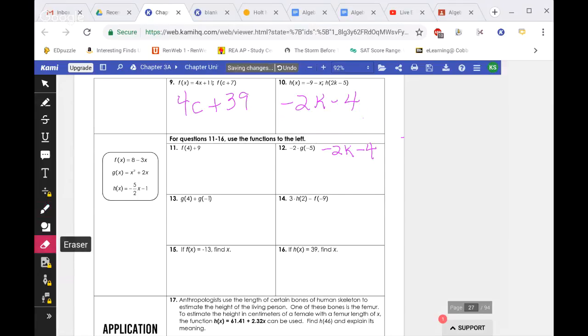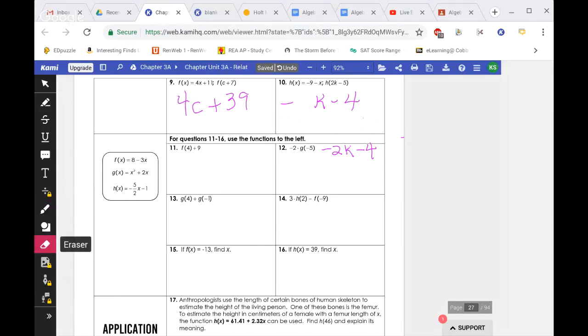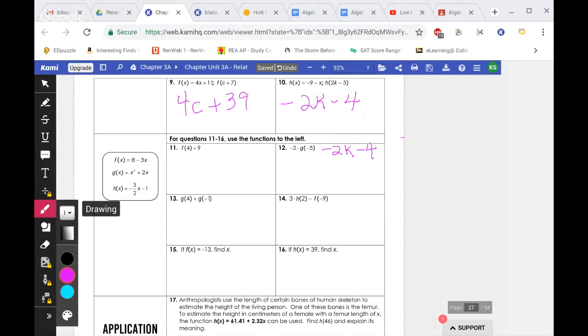Where did the 9 go in that problem? It got combined with that 5. Did you want me to see it again? Oh, okay. Yes. Are you okay? Or you need me to do it again? No, I understand now. Okay. Good question, though.